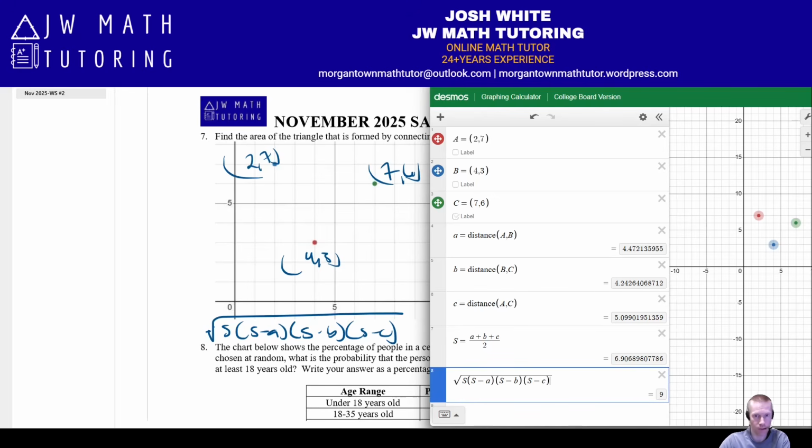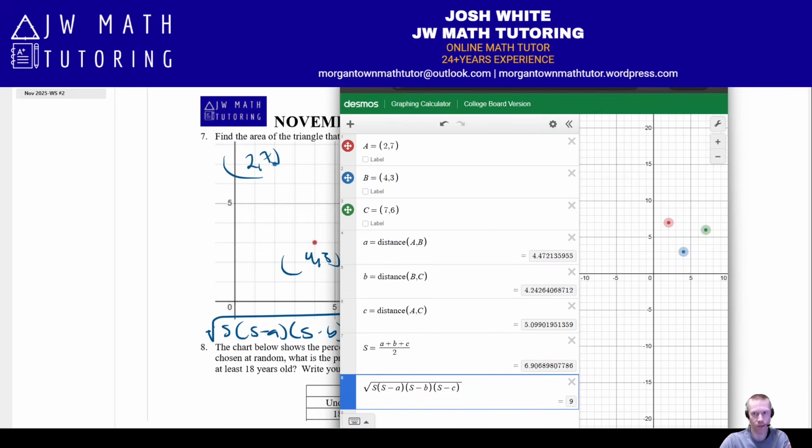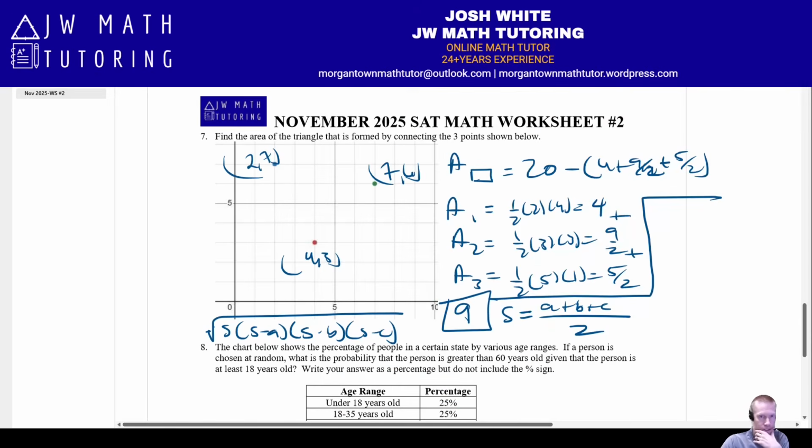Again, I tried to make the work as painless as possible by defining the points so I can just type the letters instead of typing the points out and so on and so forth. And we carry through all the exact values and you get the same answer. So if you want to use that method, that's fine. Drawing a rectangle and subtracting the 3 areas method, I think is quicker.